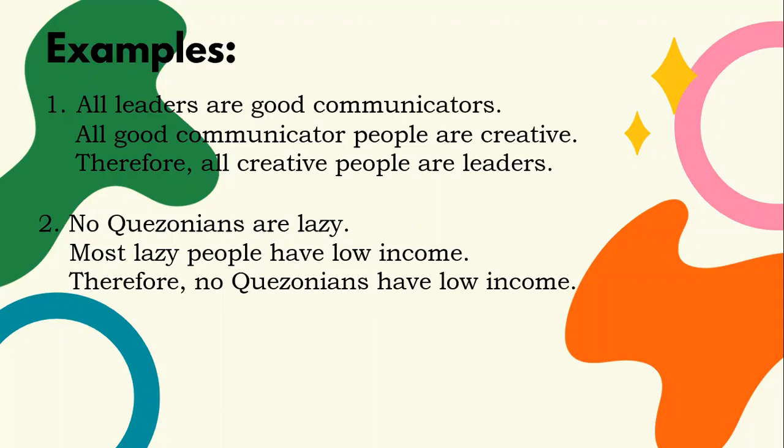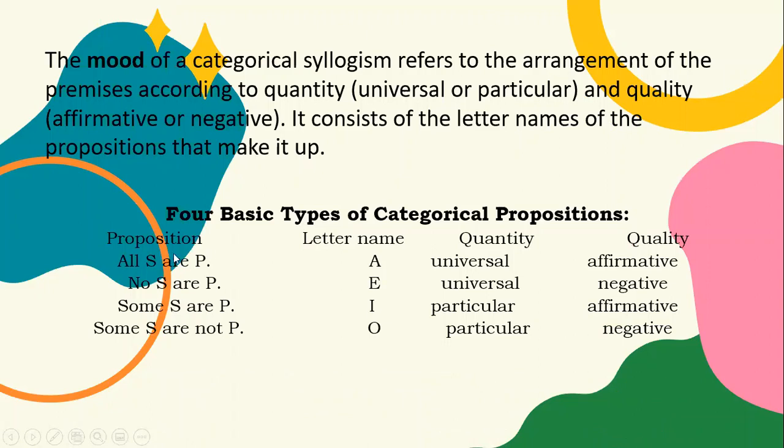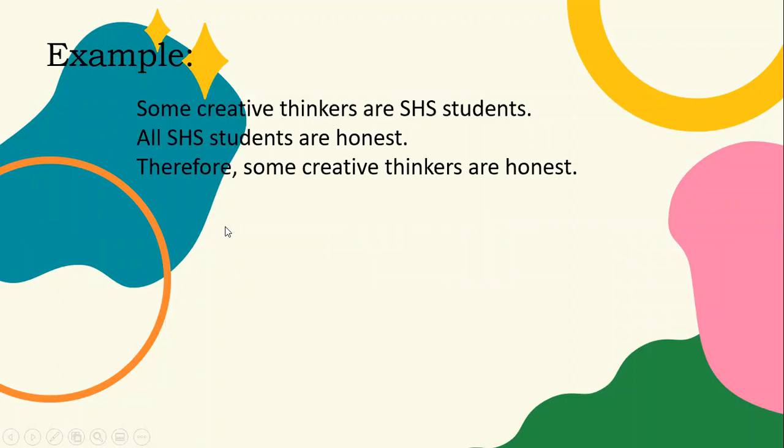Next, follow-up lang natin nitong topic na to. Again, these two are examples of categorical syllogisms. Ito yung binabanggit ko na mga moods. Once you have identified your propositions, may mga letter name tayo. Kapag ginamit natin ay all S are P, then it is symbolized by A, no S are P by E, some S are P by I, some S are not P by O. Ma-identify po ninyo yun doon. Katulad nito, tingnan natin itong example.